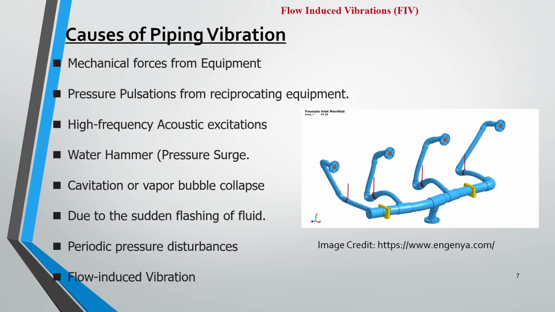And there is also one, last but not the least. This is called flow induced vibration. So due to high flow, high velocity flow inside the piping system, your piping system can vibrate. So these are the main causes or reasons for vibration generation inside a piping system.